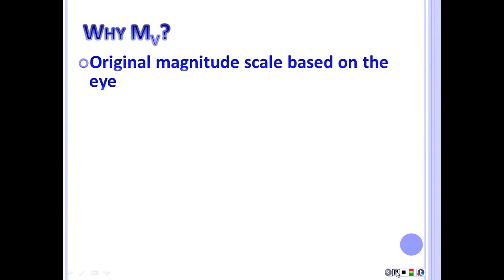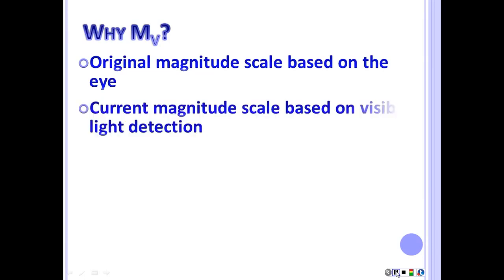You may have noticed that I wrote down the magnitude with a subscript V. What is that M_V meant to be? Well, the original magnitude scale is based on how the eye responds, and the eye doesn't receive light equally at all wavelengths. And our current magnitude scale is based on detecting visible light.